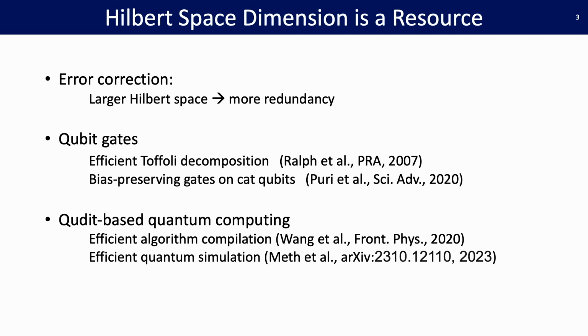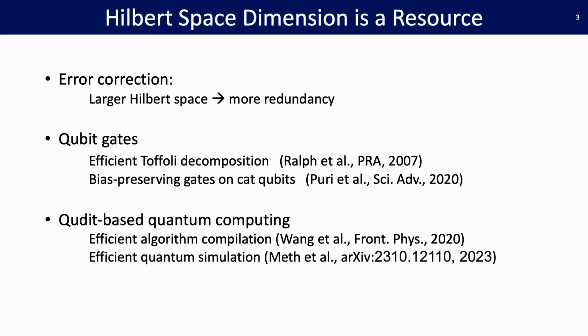And finally, the use of qudits, or d-level quantum systems, as the fundamental unit of quantum information has many promising applications, which is what brings us all together this week. A couple of examples: they can enable the efficient compilation of quantum algorithms, as well as the efficient simulation of quantum systems that are more naturally framed in terms of qudits.